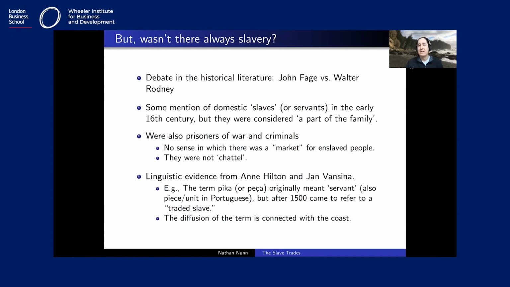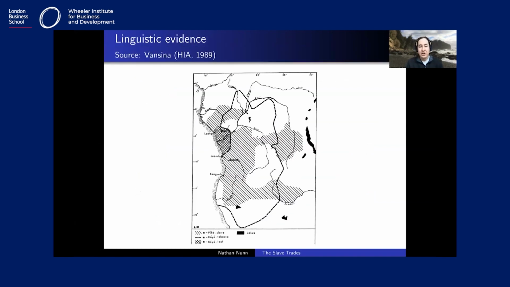The best evidence, the hard evidence that I've seen, which persuaded me one way or another, rather than just the opinions of historians, is linguistic evidence from Anne Hilton and Jan Vansina. Here the linguistic evidence is shown in this map, from an article by Jan Vansina in the journal History in Africa, 1989. We've already talked about how you undertake historical research if there are no written records, and Chris Ehret talked about how linguistic evidence is extremely useful.